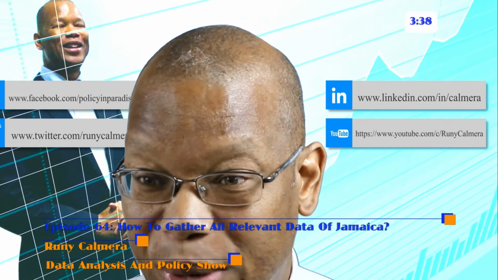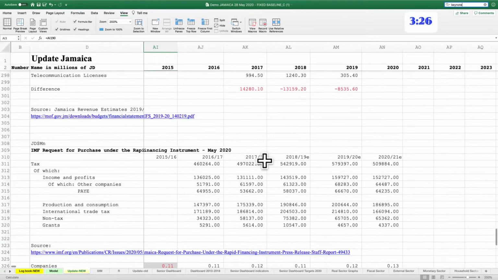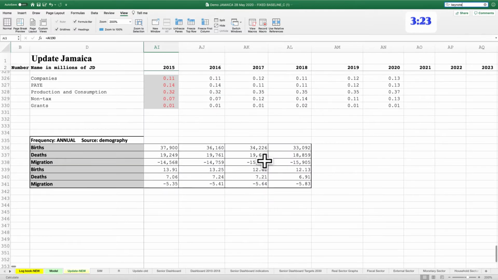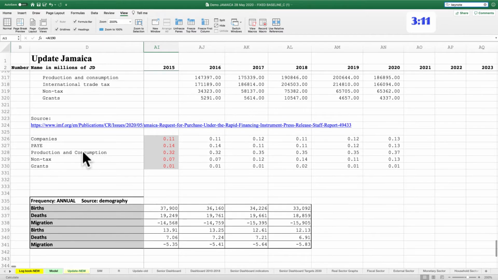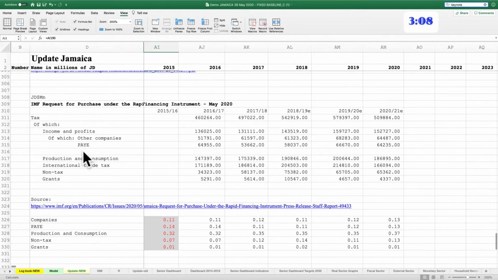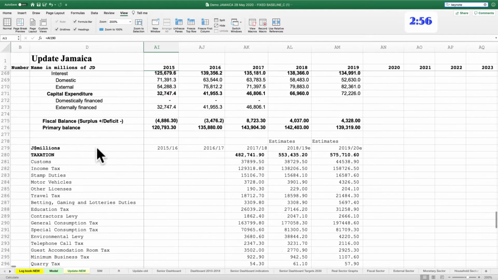Look at the next screen. So let me show you my next screen. And I am going to show you this database. So look at this. We have some kind of data. Let me show you the kind of data that one of my students has collected. Birds, deaths, etc. We have some data about company, about taxes. We have more data about the taxation, all kinds of taxes, detailed data.